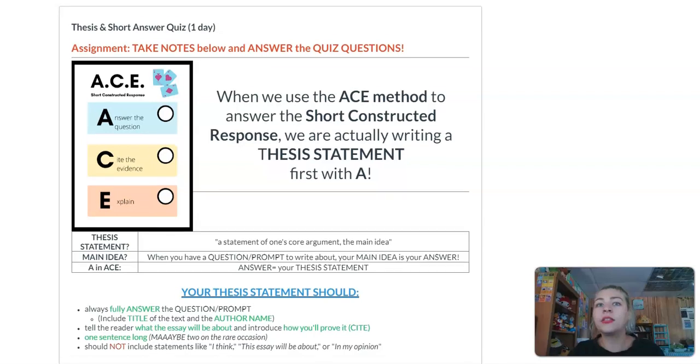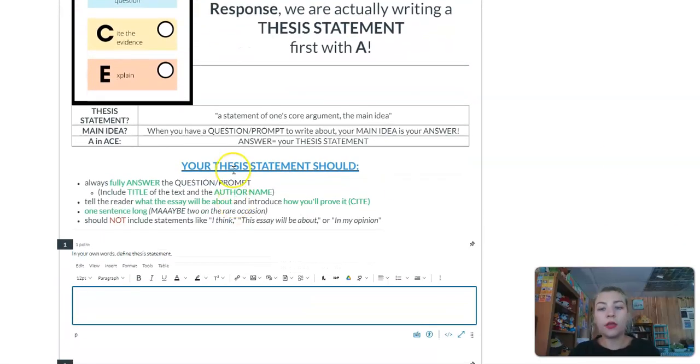So just some friendly reminders. When we talk about your thesis statement or your answer in ACE, your thesis statement should always fully answer the question or the prompt. If you remember the example in the previous assignment, we looked at the dog Cujo. And the question asked, what can we infer about the dog? It wanted to know specifically about Cujo, so we had to make sure that we answered all parts of the question. What can we think about the passage, but also what specifically about the dog?